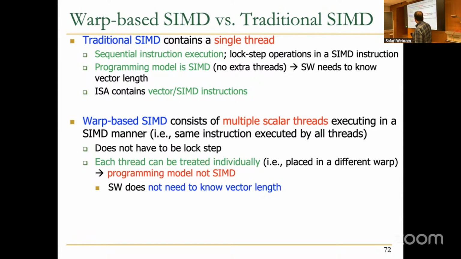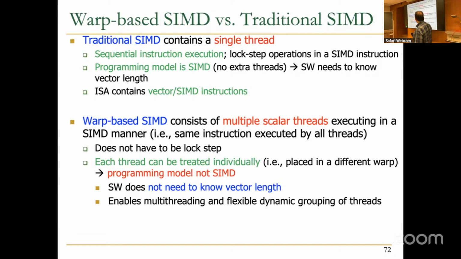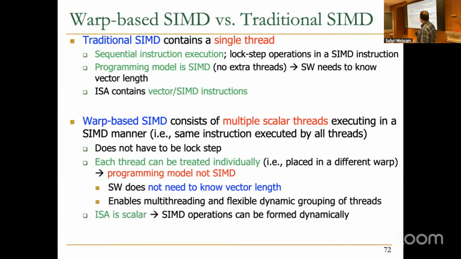And again, software does not need to know vector lengths, and that enables multithreading and flexible dynamic grouping of threads. And the ISA is scalar.